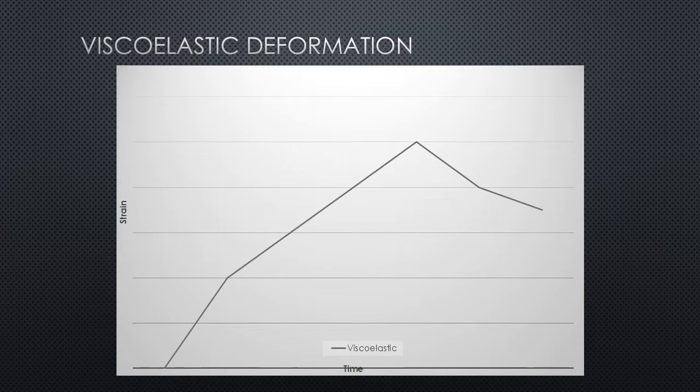So if we were to merge the two, it looks closer to this graph. As the load is placed onto the polymer, it increases in strain, but not instantaneously. Then, after it gets to the peak, you can see the load is removed, but the strain slowly comes back, but it still leaves some kind of deformation and residual strain in the material.